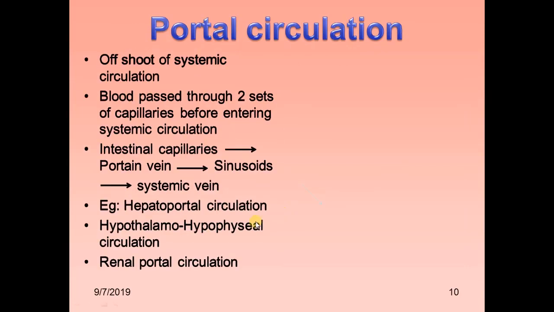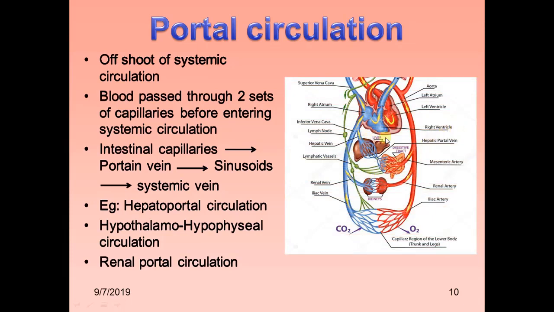The next type of circulation, which you might not be much aware of, is the portal circulation. It is nothing but an offshoot of systemic circulation, because ultimately the blood has to reach the systemic circulation. Here you can see this area depicts the portal circulation. What you should remember is that there are two sets of capillaries present. Now we are going to see the portal circulation of the intestines.